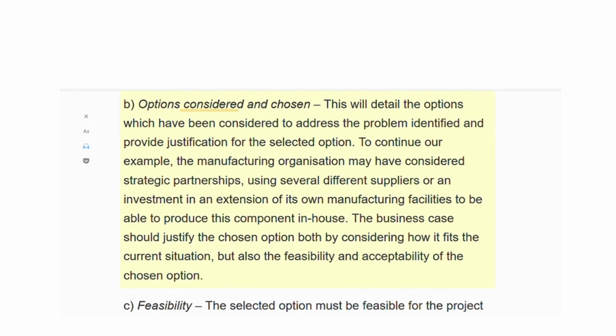B. Options considered and chosen. This will detail the options which have been considered to address the problem identified and provide justification for the selected option. To continue our example, the manufacturing organization may have considered strategic partnerships, using several different suppliers, or an investment in an extension of its own manufacturing facilities to be able to produce this component in-house. The business case should justify the chosen option both by considering how it fits the current situation, but also the feasibility and acceptability of the chosen option.